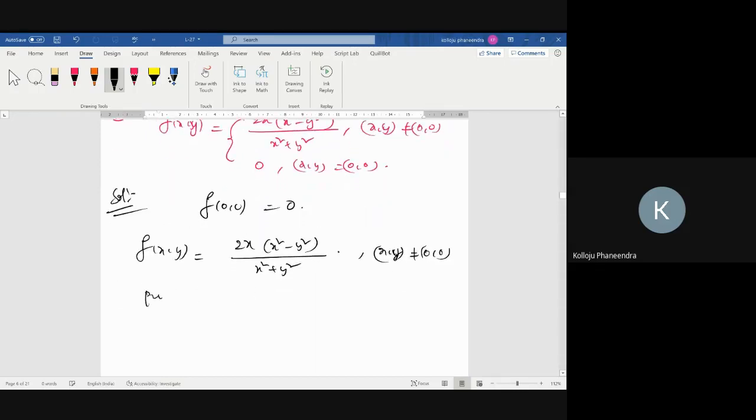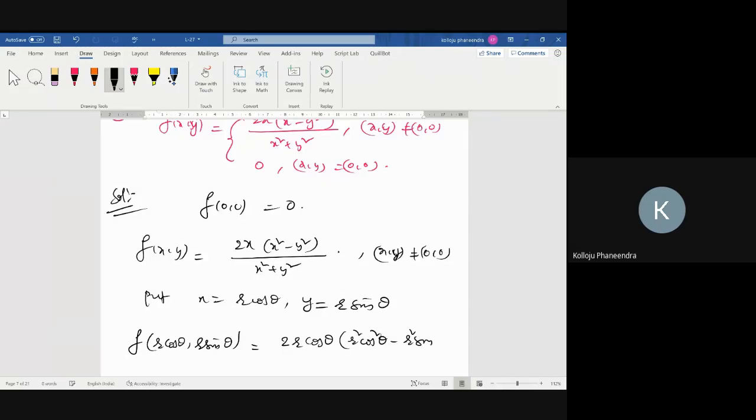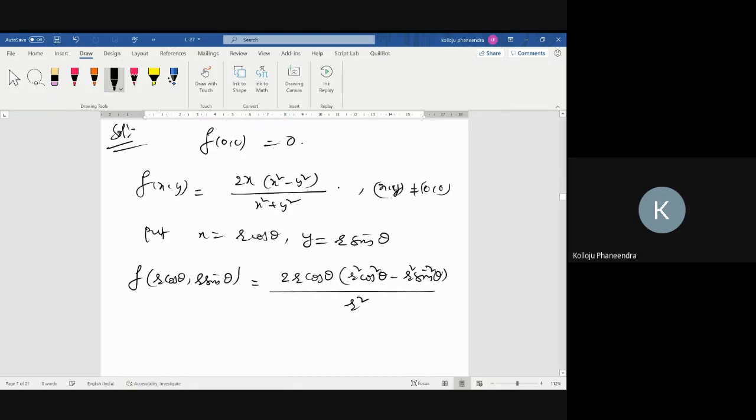Put x equal to r cos theta, y equal to r sin theta. Then what does this become? f of r cos theta, r sin theta is equal to 2r cos theta into r square cos square theta minus r square sin square theta, by x square plus y square, which is r square. So r square is common and gets cancelled. The remaining part is 2r cos theta into cos square theta minus sin square theta.